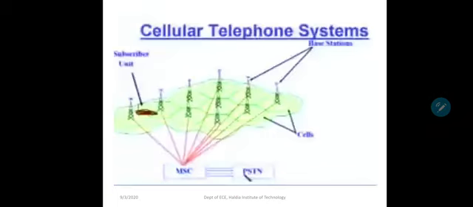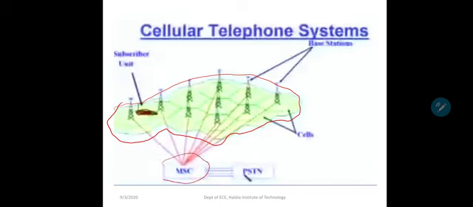Now let us see how geographically we can explain this particular connection system. If this is a geographical area which I have marked in red, it is divided into a number of cells, each cell has one base station, and each base station is connected to an MSC, which is in turn connected to the public switched telephone network or PSTN. So this is the diagrammatical representation of how the cellular telephone network works.